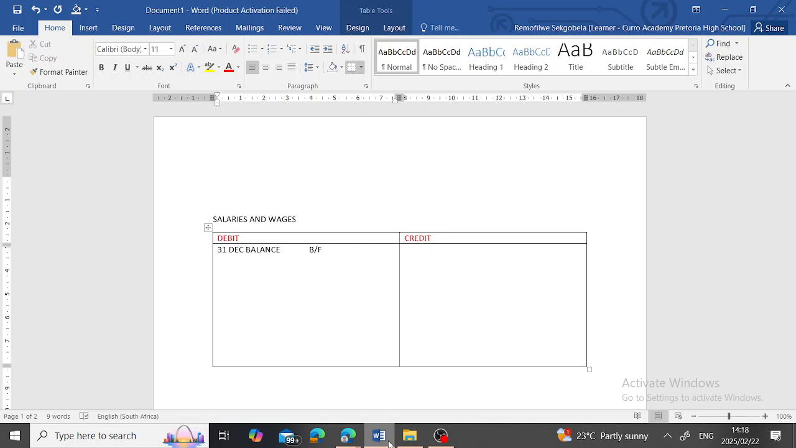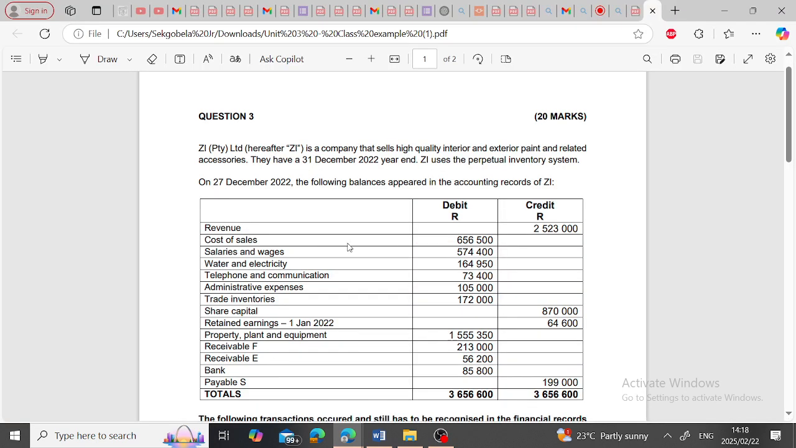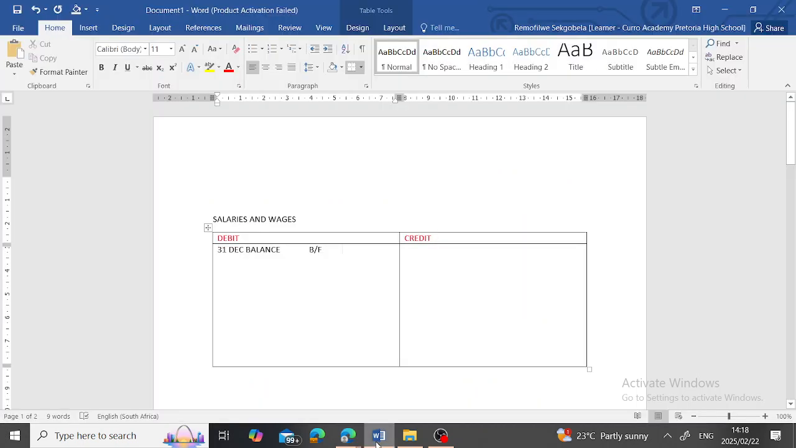So it's balance brought forward, and how much is it on the trial balance? I need you guys to also open it from your side so that it's easier. The trial balance is how much for salaries and wages? It's 574,400. So you're going to write 574,400. You get a mark for this. It's a balance brought forward.